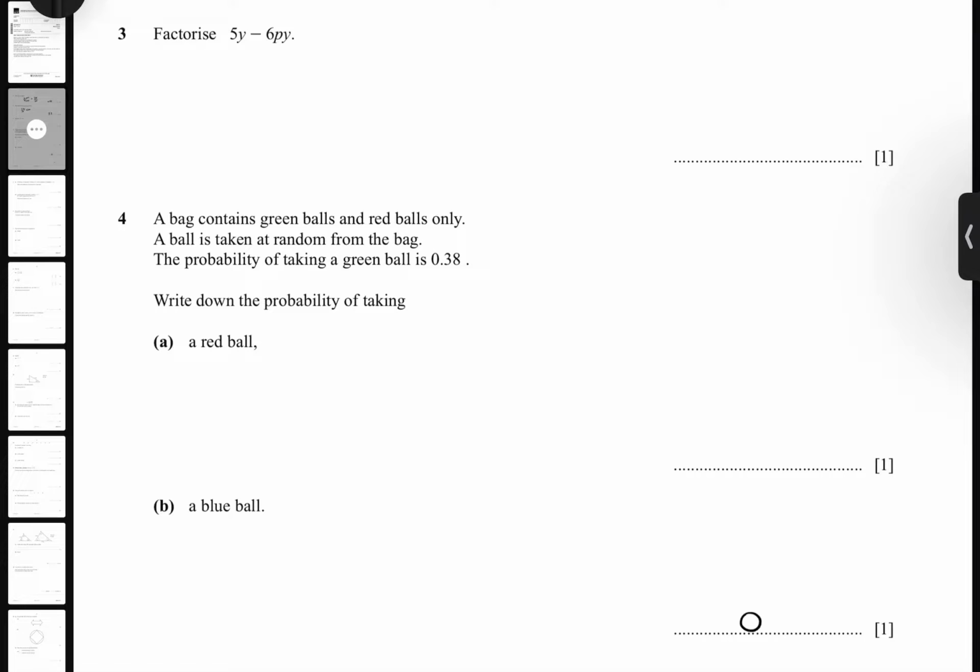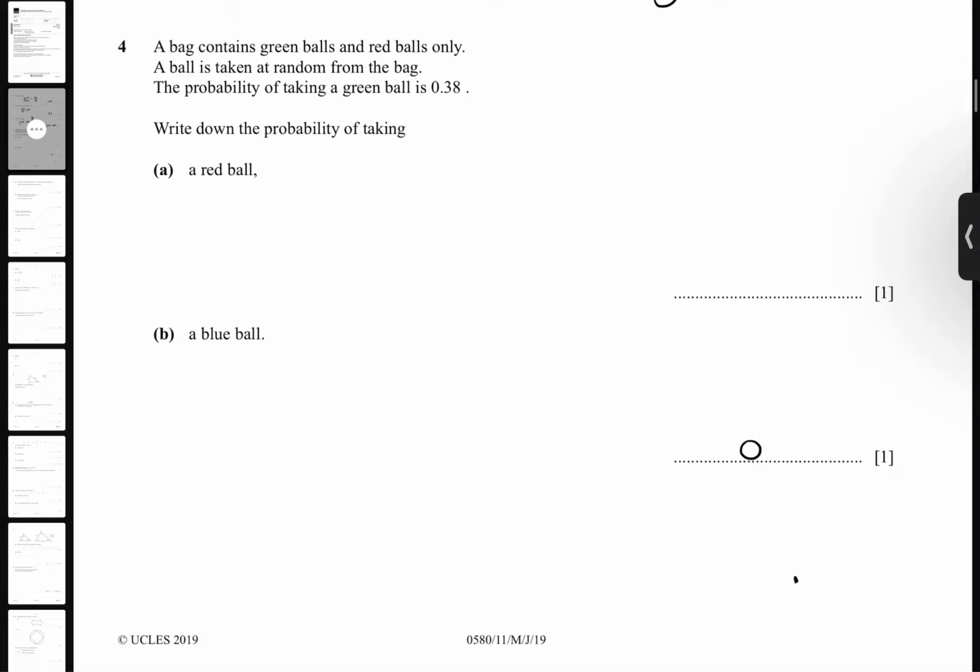It says 5y minus 6py. Factorize it. All right. Well, the greatest common factor is clearly y, as it's common to both the terms. We're going to take that out. What remains on the inside is, if you divide 5y by y, you get 5, and obviously 6py factorized out with the y, you're going to get 6p. And so the final answer is y in the brackets, 5 minus 6p.